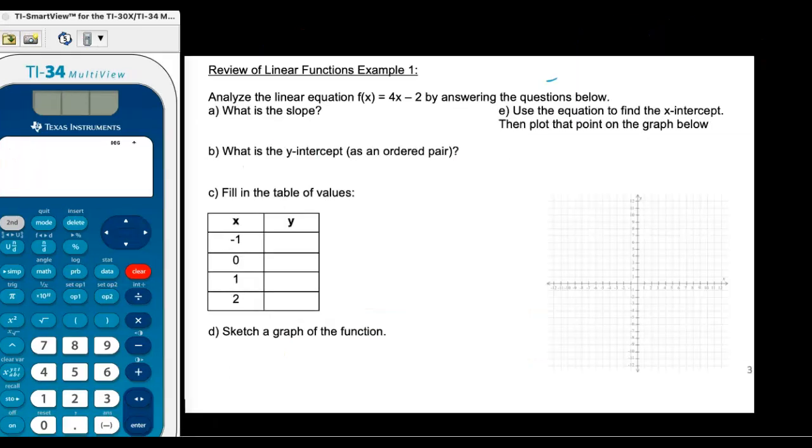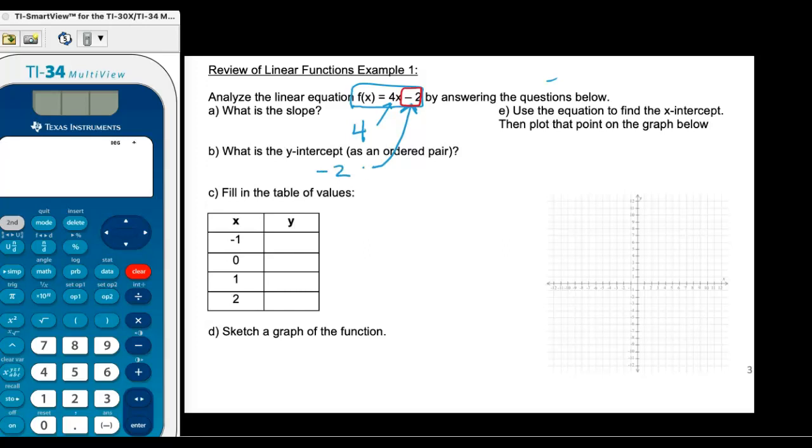Okay, so we're going to look at this example, f of x equals 4x minus 2, and we're going to answer all of these questions with the goal of graphing this. The first question asks, what is the slope? If we look at the equation, it's always the number in front of x, so in this case the slope is 4. The y-intercept is always the number that's by itself, not with the x, and that's negative 2. You have to be really careful here. If there's a subtraction sign, that sign comes along with that number and is part of the y-intercept. So the y-intercept is negative 2.